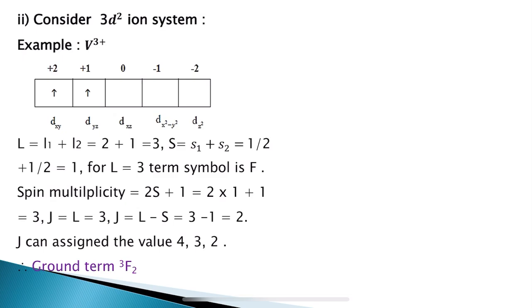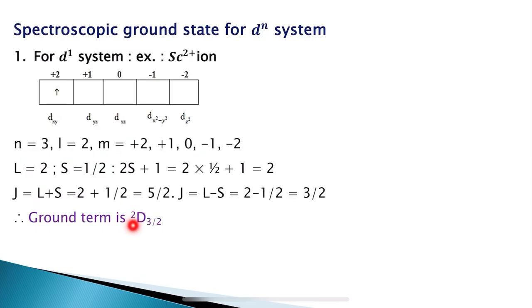So, next example, let us consider the 3D2 system. Okay. So, for the 3D2 system, there will be 2 electrons present in the D shell. The orbital angular momentum is calculated by the vectorial addition of the individual orbital angular momentum of each electron. So, that is L1 plus L2, which is equal to 2 plus 1, which will be equal to 3. Okay. So, here the value of L is 3.